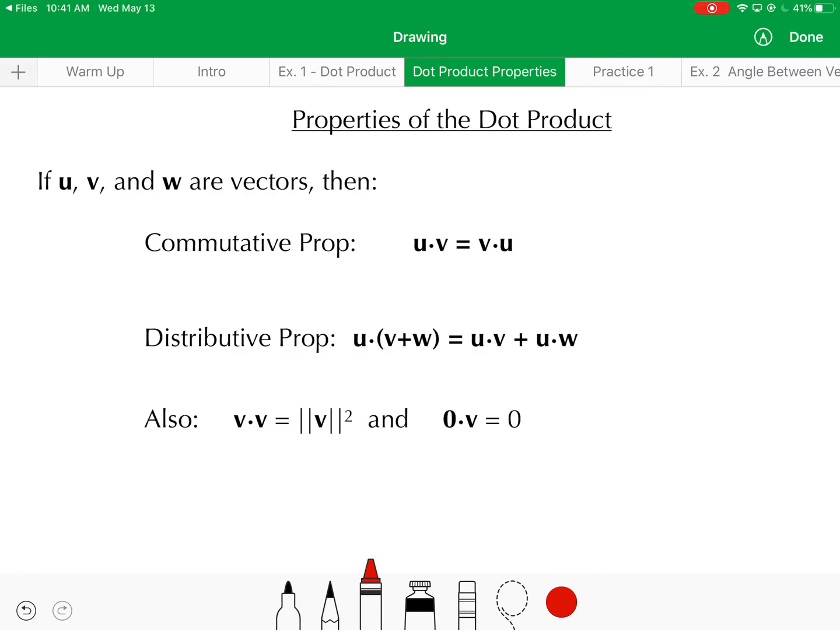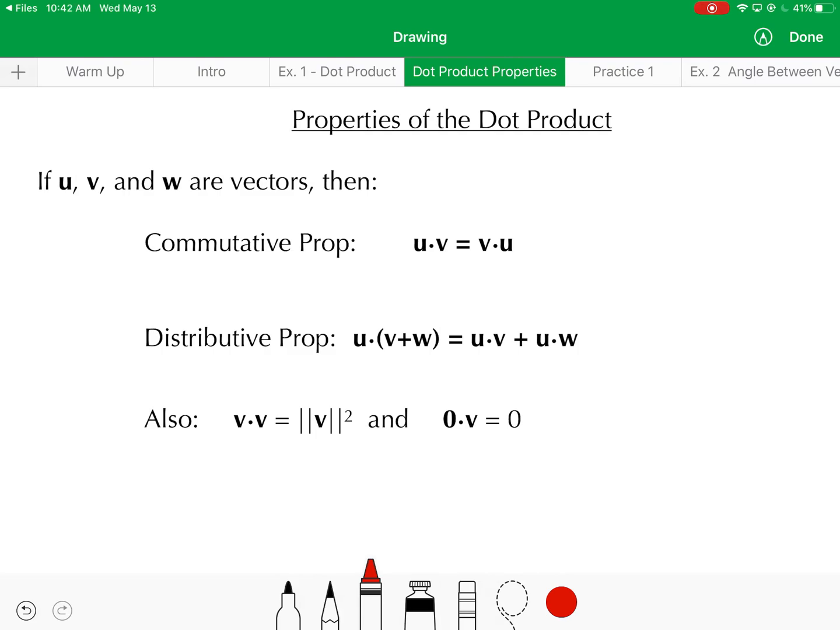And then a couple more properties. We just saw that if you find the dot product between a vector and itself, that should just be equal to the square of its magnitude. And lastly, if you were to take the zero vector and find the dot product between it and any other vector, it's always going to equal a scalar of 0.